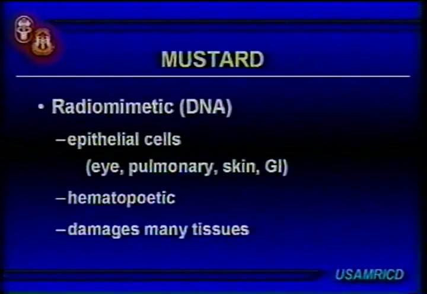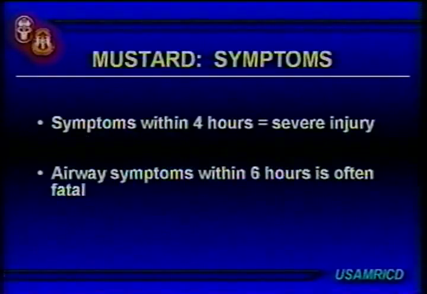I've told you that mustard has been called radiomimetic because it has a primary effect at the DNA of your rapidly dividing epithelial cells, your bone marrow, your GI tract, okay? When the symptoms come on within 4 hours, you got a severe injury, okay? And it's really severe if it involves your lungs or a large surface area on the body. If the airways, the symptoms are coming on within 6 hours, it's often fatal, okay?